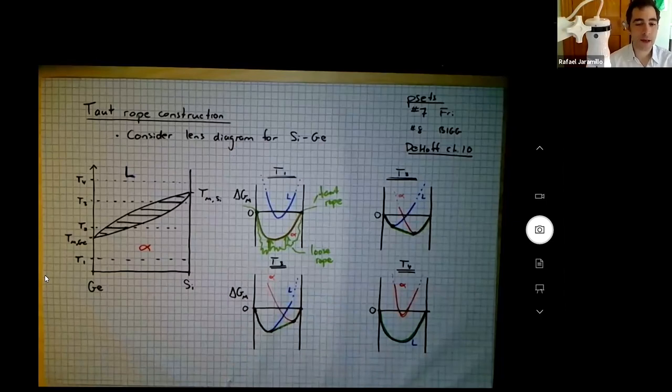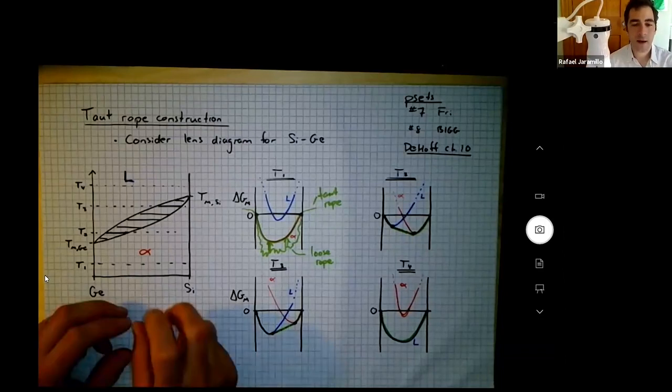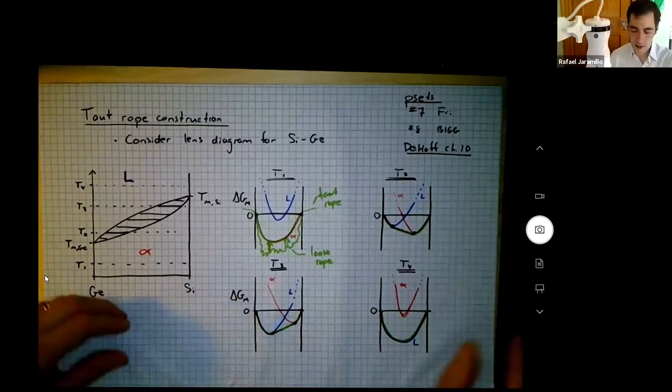Any other questions on this? This is meant to help, right? It's not meant to hurt. The taut rope construction is meant to illustrate how to find the minimum free energy configuration, that is how to find equilibrium. All right, let's move on. We're going to do more and more taut rope. It's not the last you'll see of it.